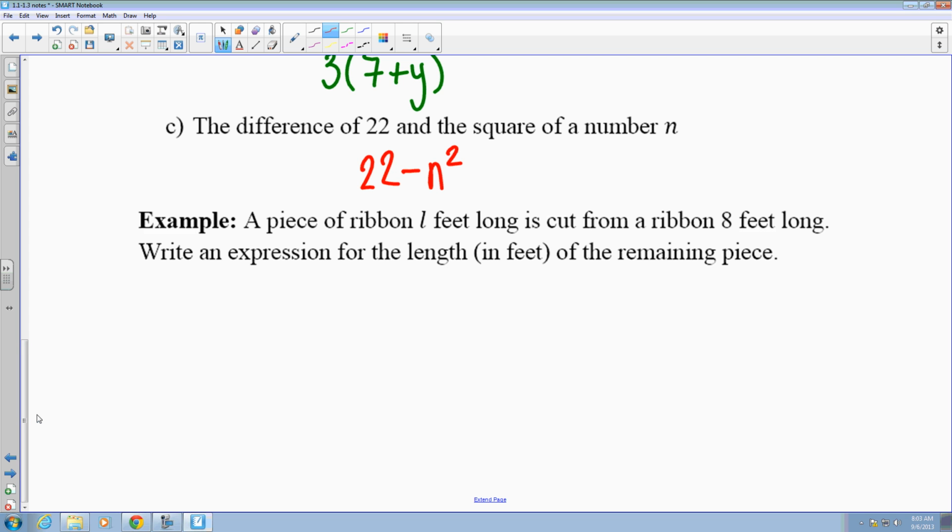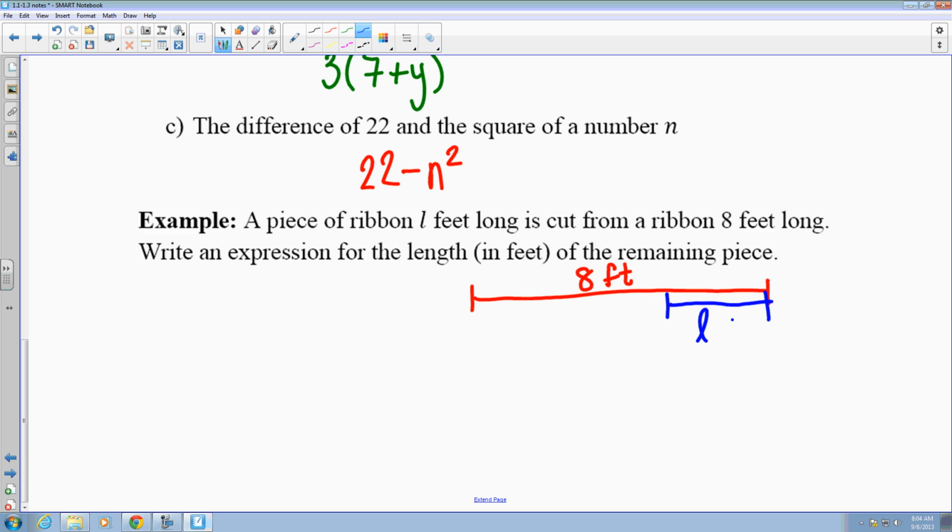Word problem. A piece of ribbon L feet long is cut from a ribbon 8 feet long. Write an expression for the length in feet of the remaining piece. So with word problems, I always think that it's helpful to have a picture. So here's our original piece of ribbon. It is 8 feet long. I'm going to take a piece off of this ribbon.